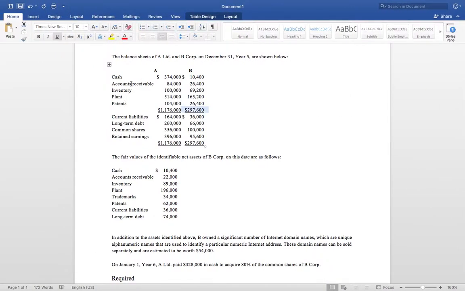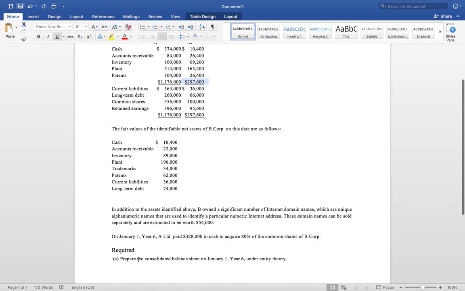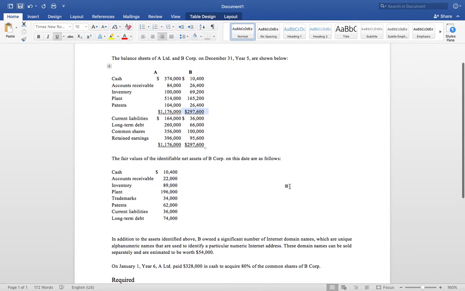Okay, we're gonna do this question where company A is buying company B. The question is to prepare the consolidated balance sheet on January 1st, year 6 under entity theory. So company A is purchasing company B.